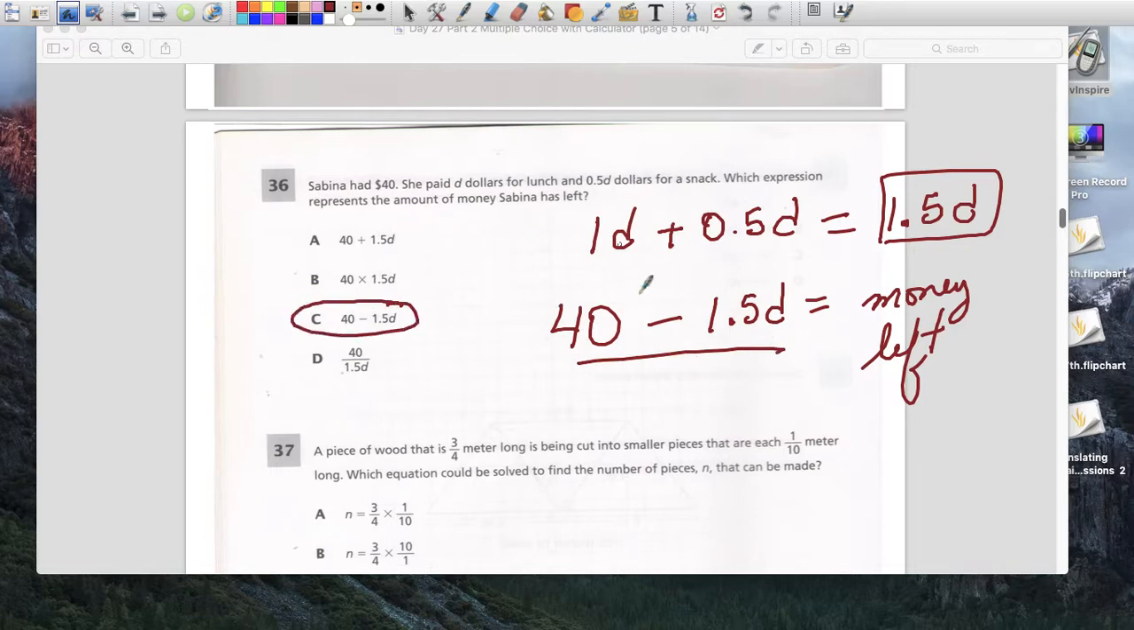First of all, I guess maybe you didn't have to do this as long as you knew that if she has $40 and you want to find out how much she has left, the only operation that would be useful is subtraction. You wouldn't use multiplication, you wouldn't use addition, and you definitely wouldn't use division. Maybe you didn't even need all this. You could have just understood that you had to subtract.